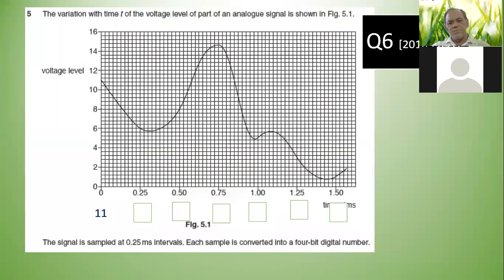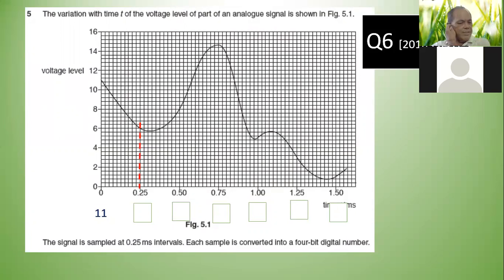Okay, let's try one of the past questions. This is 2016, paper 41, question 5 in the paper. The variation with time of the voltage level of an analog signal is shown in figure 5.1. The signal is sampled every 0.25 millisecond. Each sample is converted into a 4-bit digital number. Okay, let us see how to do that.